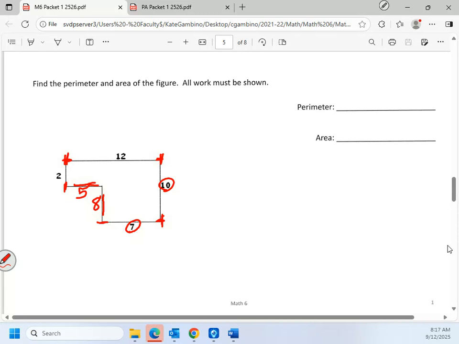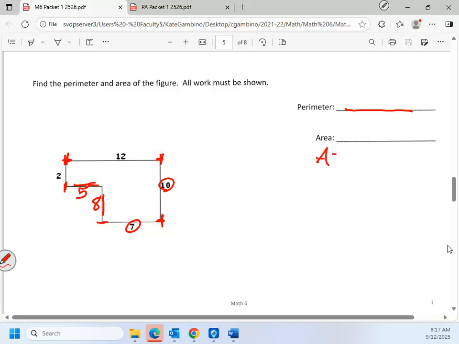So you want to fill in those missing sides when you're doing perimeter. That's the first thing you do. Figure out all the lengths of your missing sides, and then perimeter, we add them all together. So you're going to add all those sides together, and you're going to put that length for perimeter. Who remembers how we find area of a rectangle? Length times width.